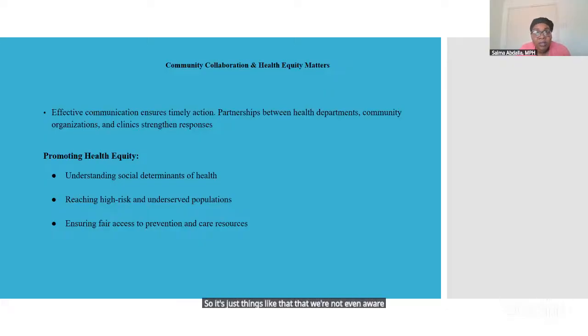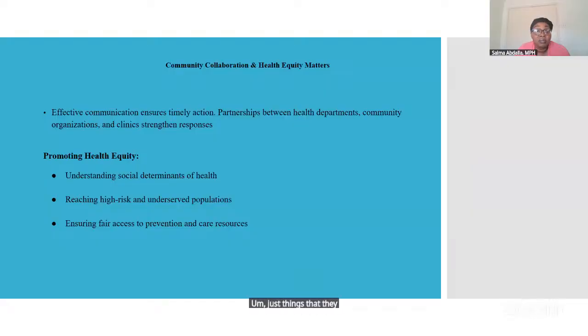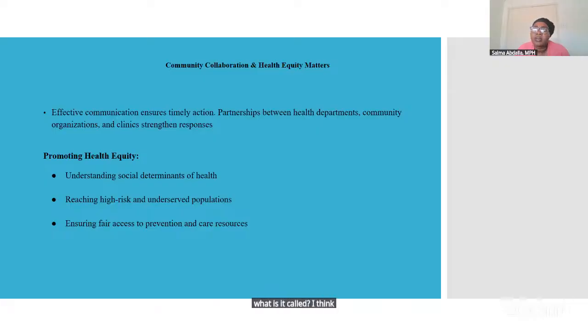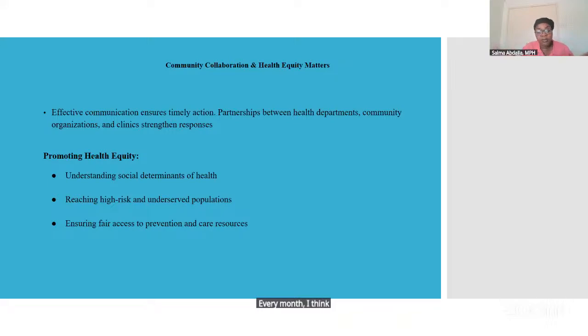So letting them know about all these resources they can have through their insurance, through their health plan, things that they can actually get. A lot of elderly clients can get, I think, a delivery service. They get a spendable card every month. It depends on different health plans, but some of them that I worked with get like $80 every month.